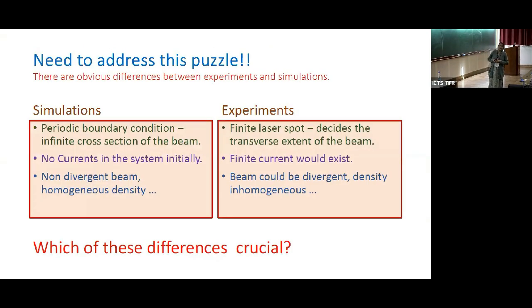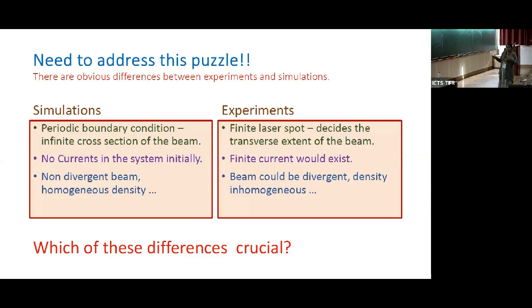So we need to address this puzzle. There are obvious differences between experiments and simulations that had been done by that time. Simulations were of periodic boundary condition, whereas a laser has a finite spot size. There's no unbalanced current in the system. It was complete balance between the forward and return electrons, current flowing.